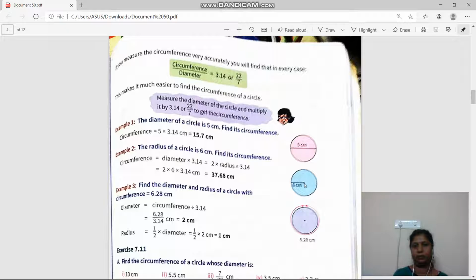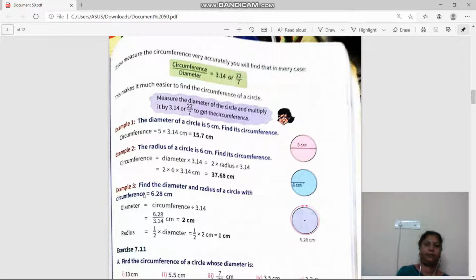What is the radius given here? 6 centimeter. Okay. So can anyone define what is radius? Radius is the line segment whose one end point is the center and other end point is any point on the circle. Otherwise we can say radius is the distance between center and any point on a circle. Here it is given 6. So 2 multiplied by 6 multiplied by 3.14, we get 37.68.